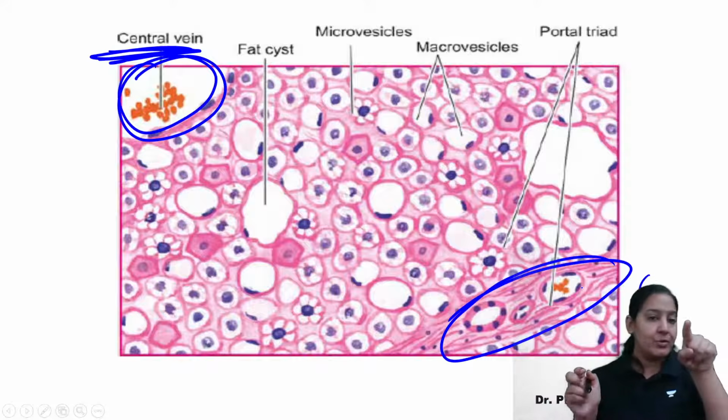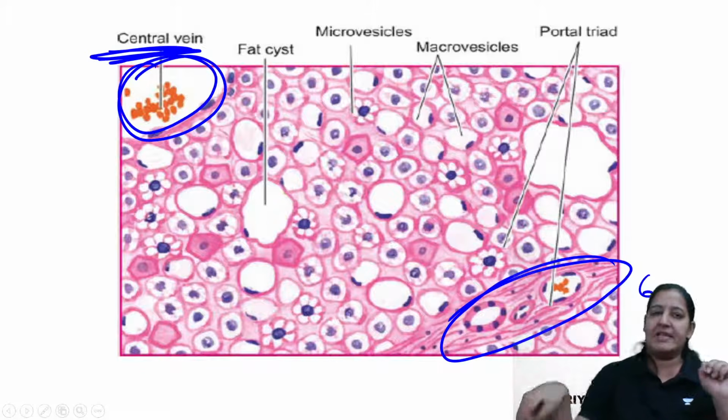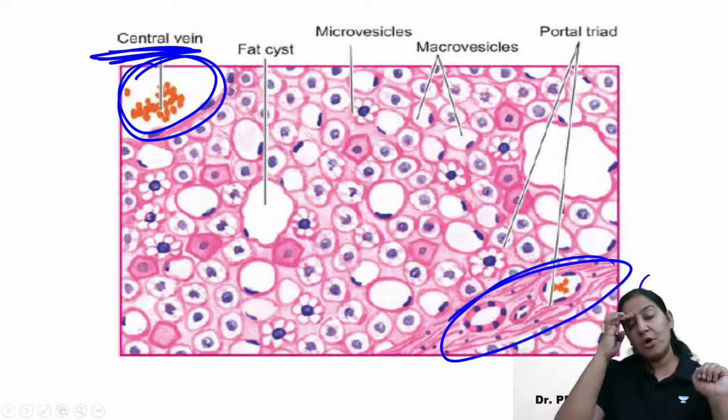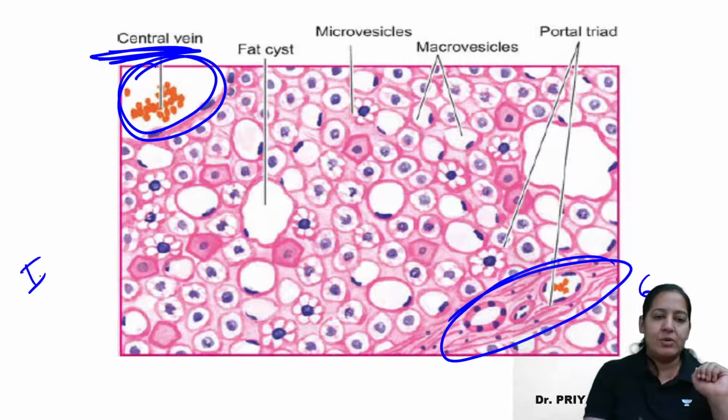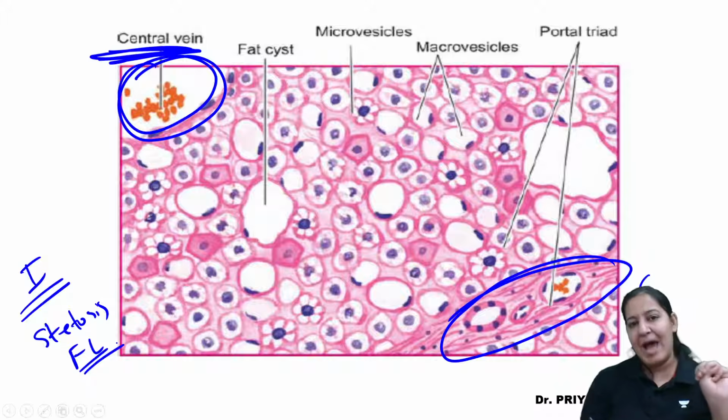Everyone give me a thumbs up. So this is the central vein, this is the portal triad. You can see the cords of hepatocytes connecting them. Right? Now in the cords of the hepatocytes, this is stage 1. I am teaching you stage 1. Stage 1 is steatosis, also known as fatty liver. Right? Three things will happen in the hepatocytes.